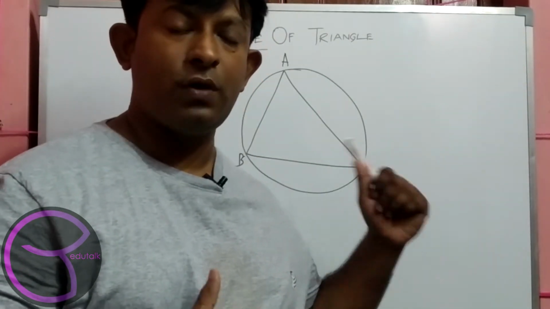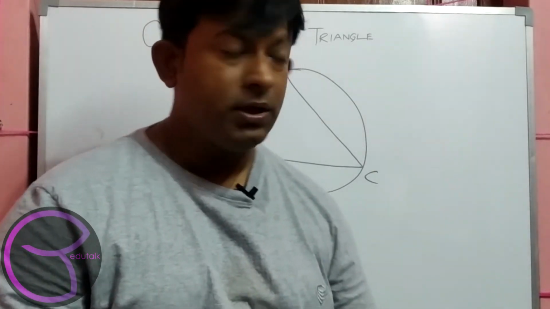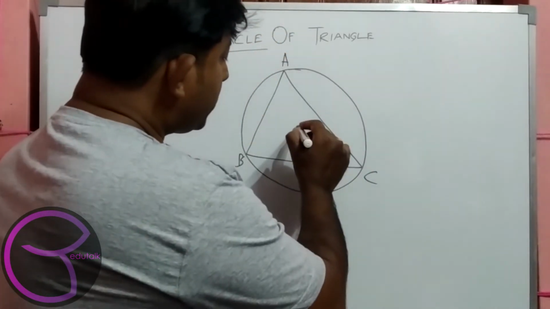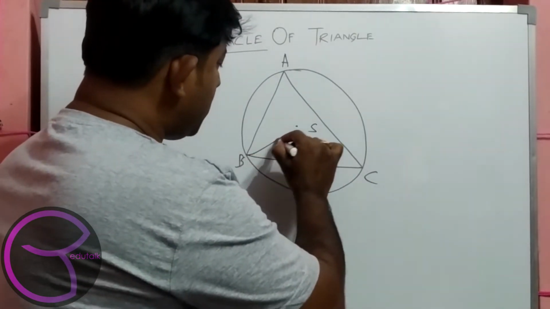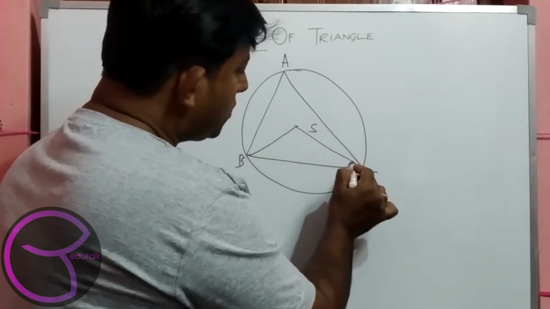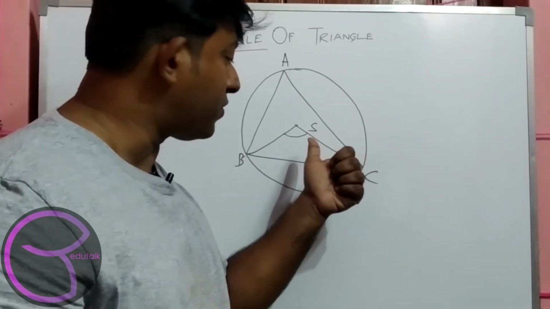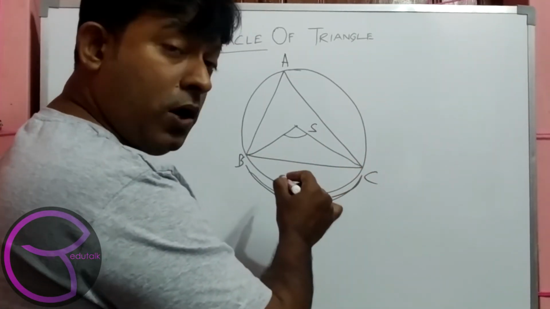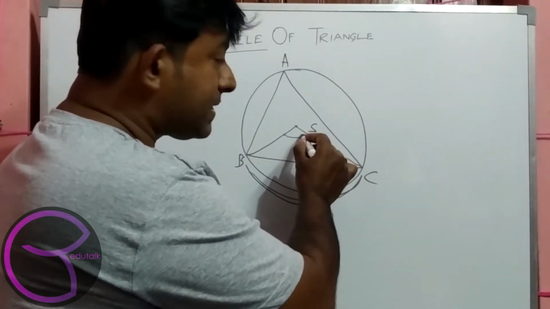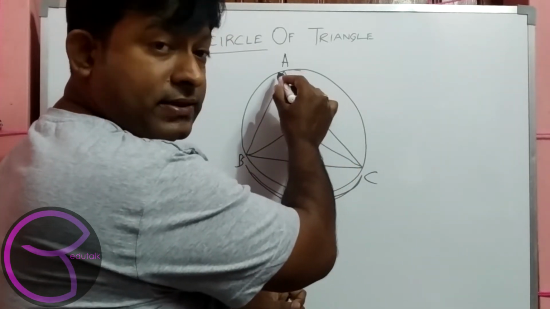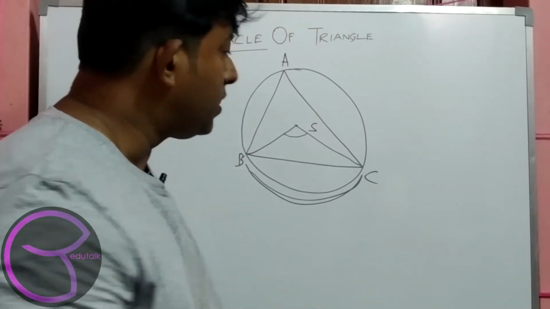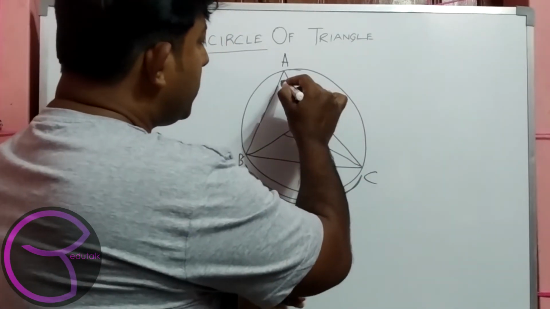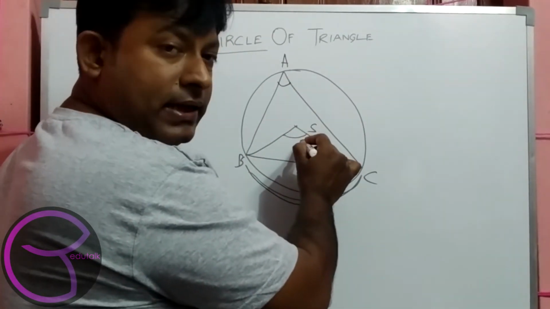This is a special case of a circumcircle of a triangle. Now, if we take the circumcenter S and join B and S, and S and C, we are getting a central angle. BC is holding the central angle S and the angle at the circumference A. These two angles have some relationship in between. What is that? Actually, this angle is half of that angle.